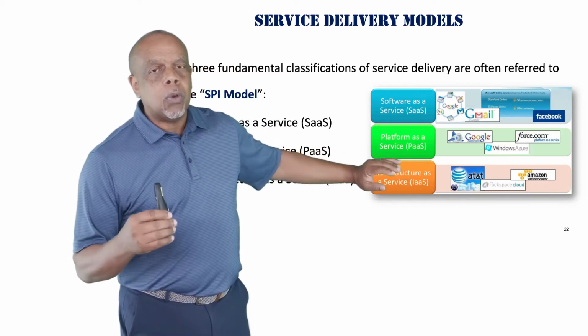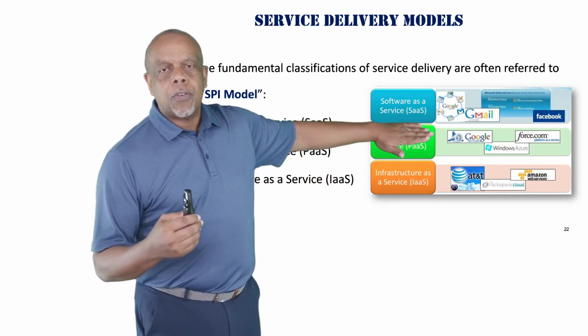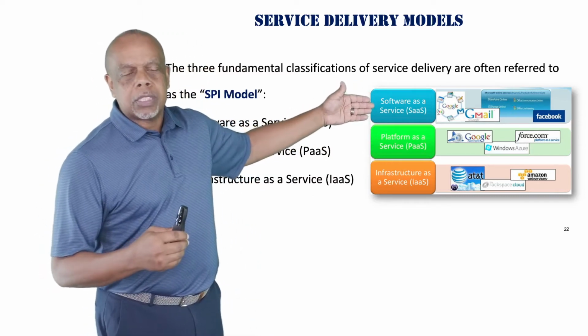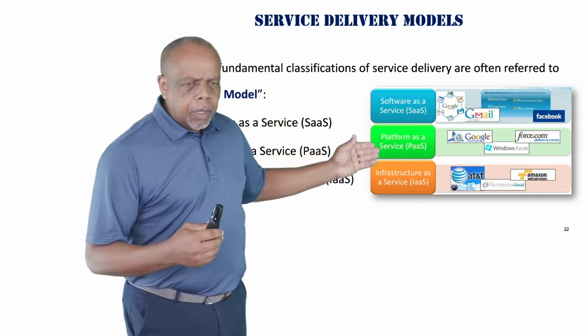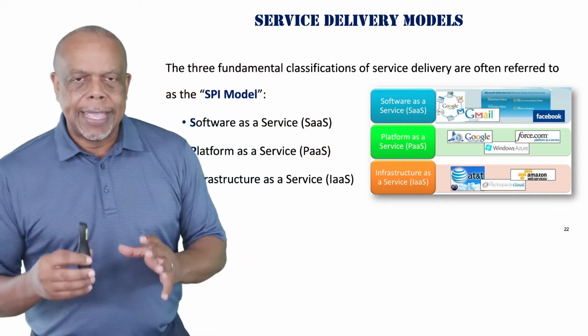Operating system layer. I don't want to own an operating system. I want to get that as a service. Software as a service, this is the application layer. So we just talked about the software as a service layer. Now, I know most people have a harder time understanding platform as a service.